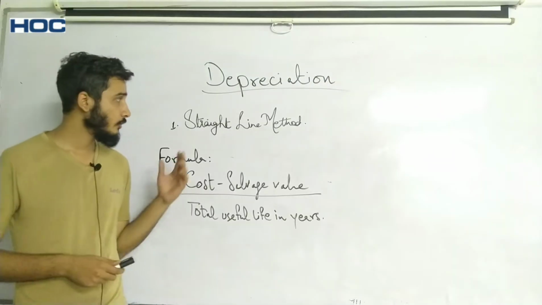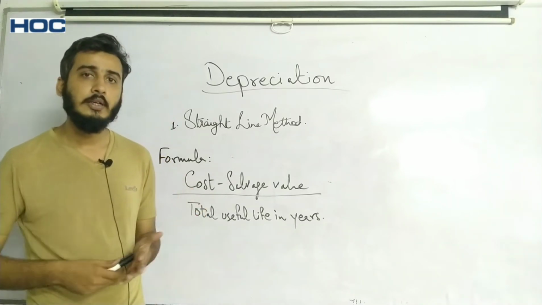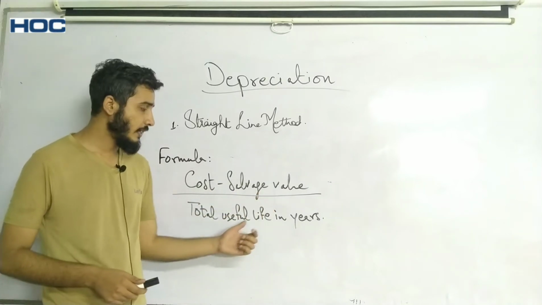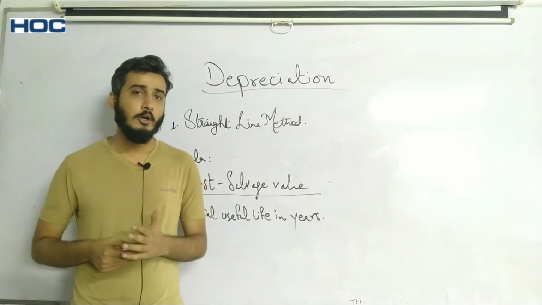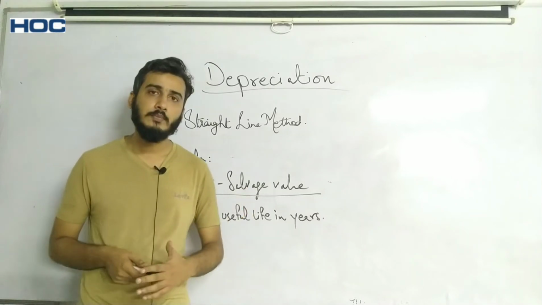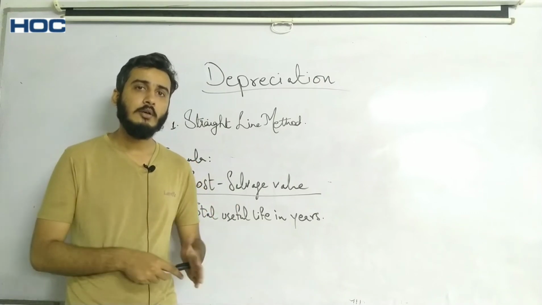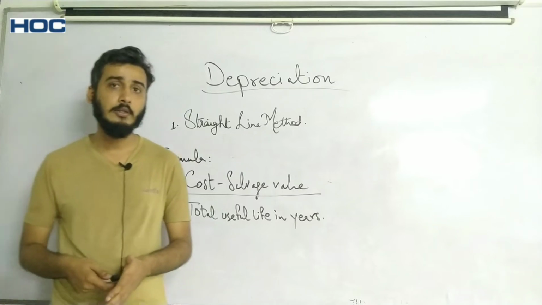Okay, so number 1 is the straight line method, and the formula to record it is cost minus salvage value, divided by total useful life in years. Now here, it is important to discuss what salvage value is. Salvage value means the value which is left over after the end of the total useful life of the asset. The other name of salvage value is scrap value as well.